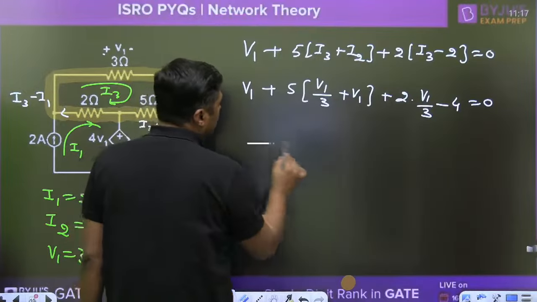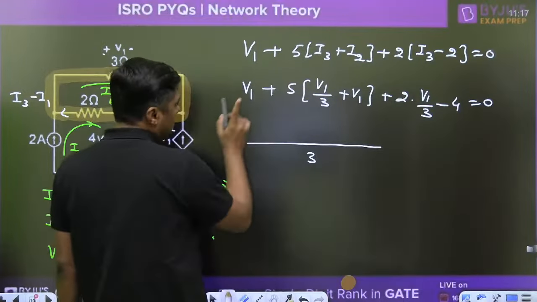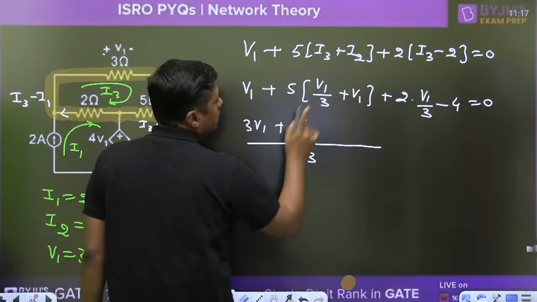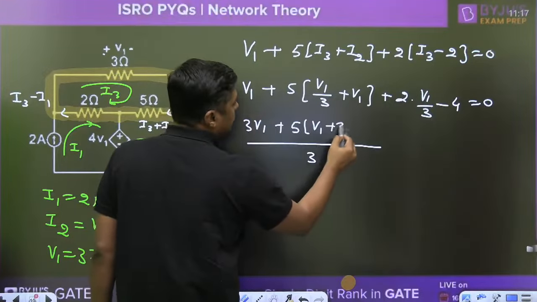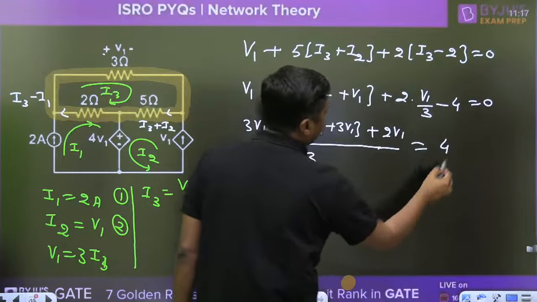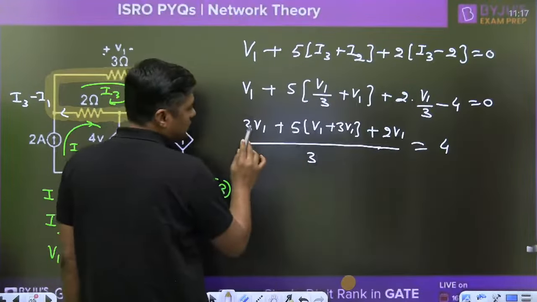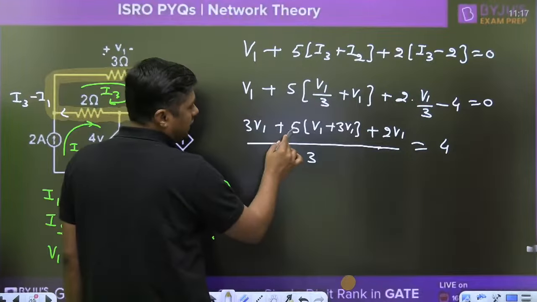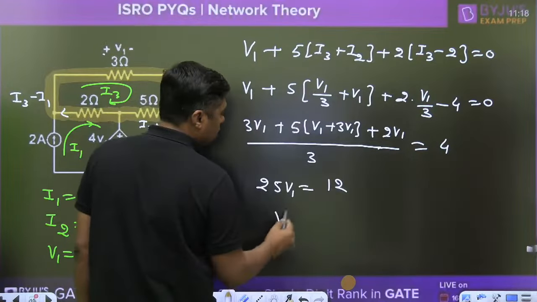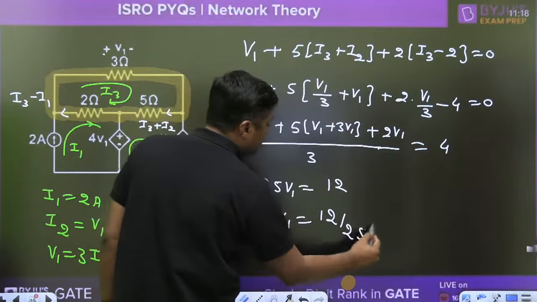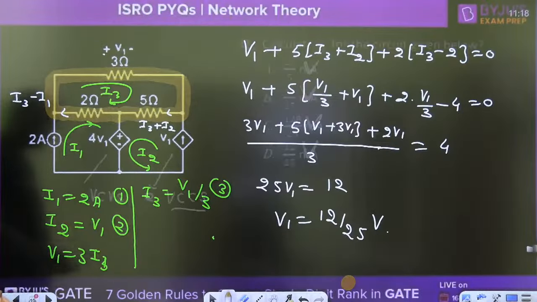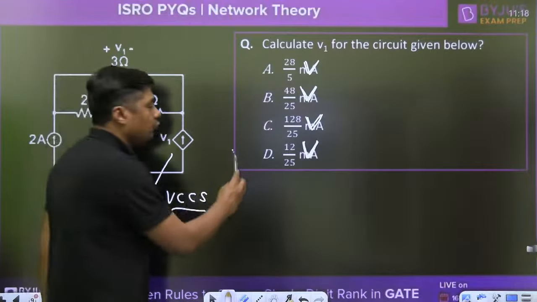So you can take 3 as the LCM. Now it will become 5V1 plus 3 times of V1 plus 2 times of V1 is equal to 12. That is 3 of 20 plus 2, 25. Check my calculation. What is V1? V1 is equal to 12 by 25 volt. This is the 12 by 25 volt.